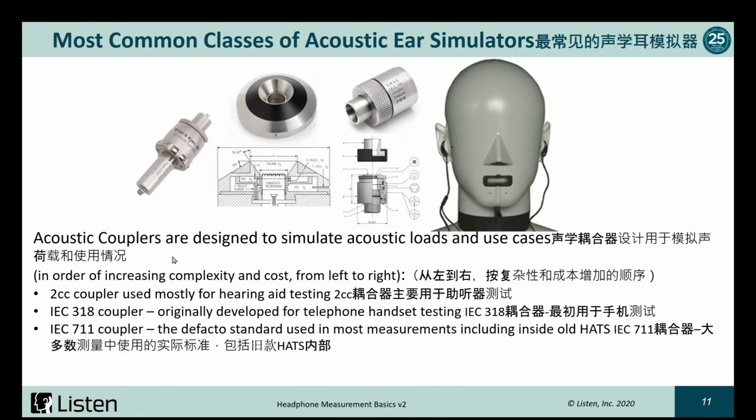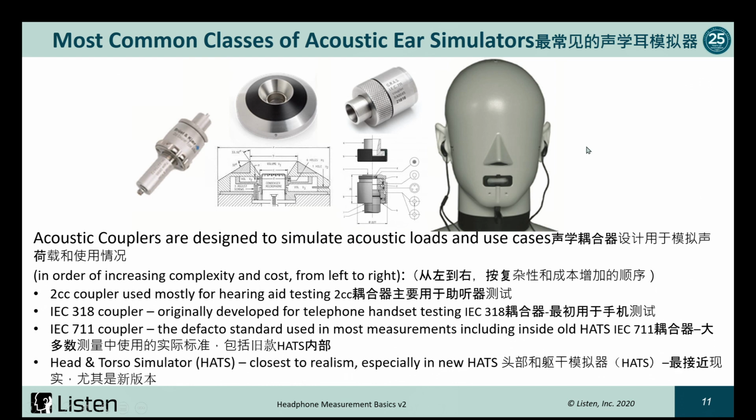Then there's this 711 coupler, which has also been around for a very long time, which is, I would consider, still the de facto standard used in most measurements and most ear simulators, such as the hats I show on the right. The 711 coupler is, well, I wouldn't say very complex. It's pretty complex. It's got a lot more volumes and a lot more parts. So again, it does a better job of simulating the real acoustic load of a human ear. And that's important depending on which type of headphones. We'll talk about that in a second.